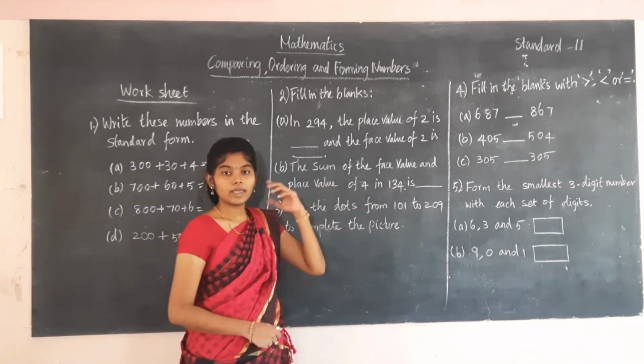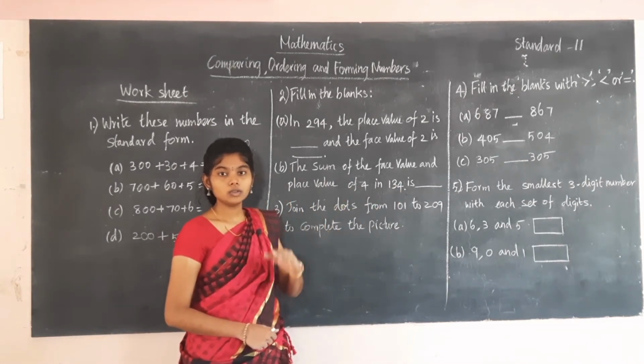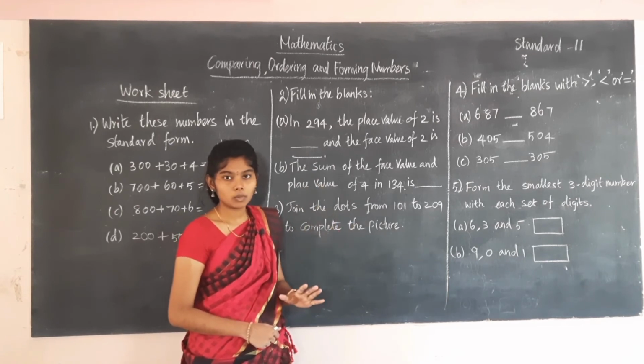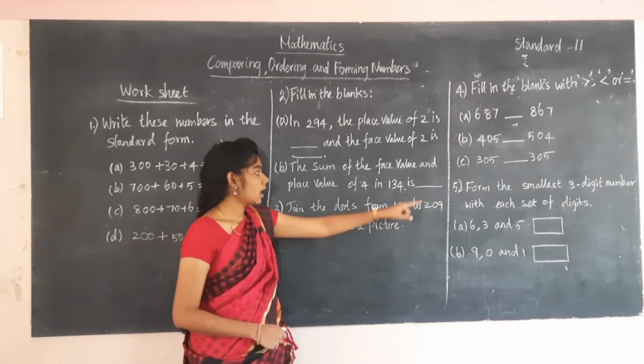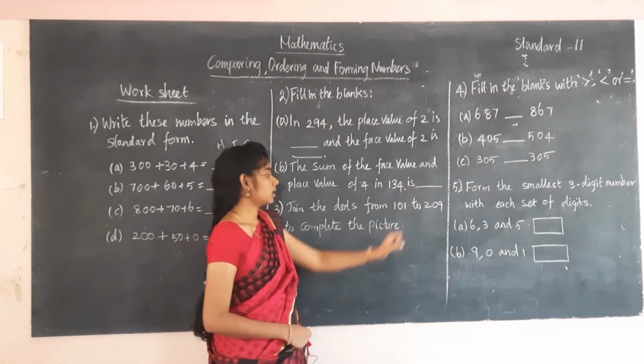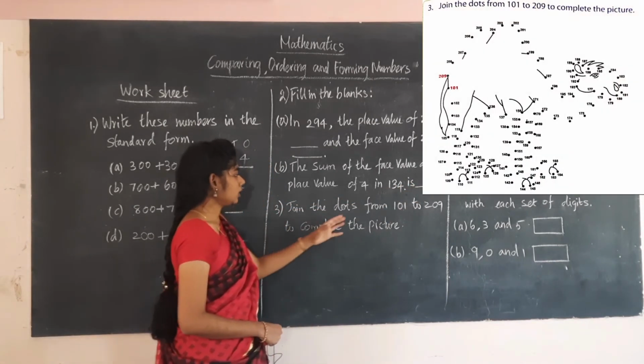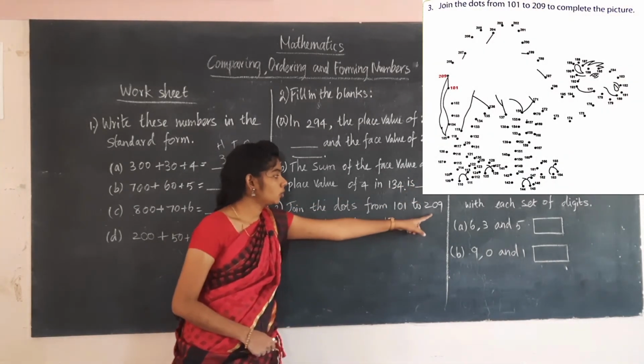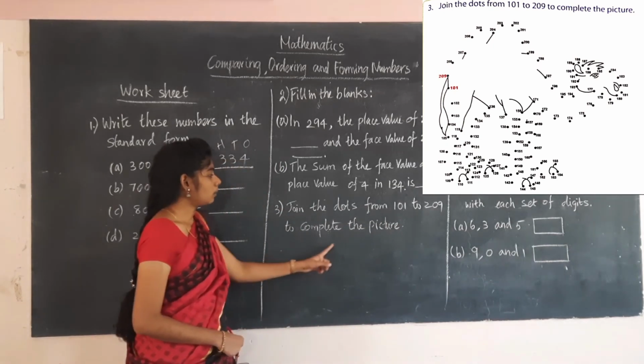So now the face value is 4 and place value is 4. So you are going to add those two numbers and write in this blank. It is given. And the third one, join the dots from 101 to 209 to complete the picture.